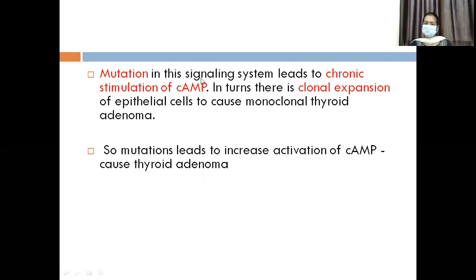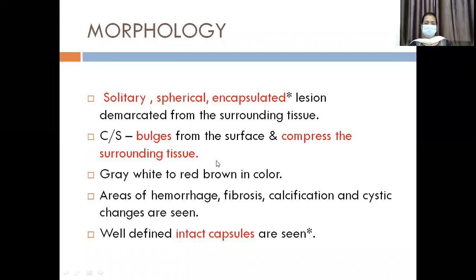There is a chronic stimulation of cyclic AMP and then clonal expansion leading to a monoclonal thyroid adenoma. Clonality means there is one ancestor and from that all the progeny are coming, something like that, right? So mutations lead to increased activation of cyclic AMP causing thyroid adenoma. So what is the morphology?